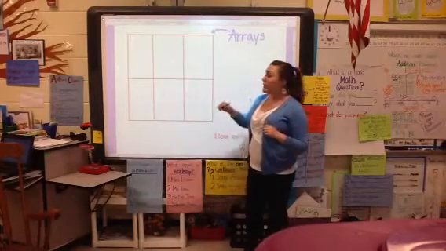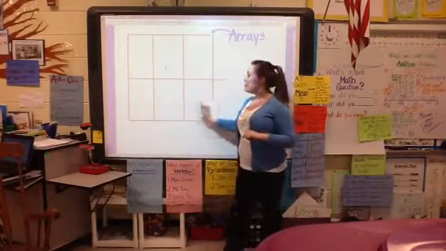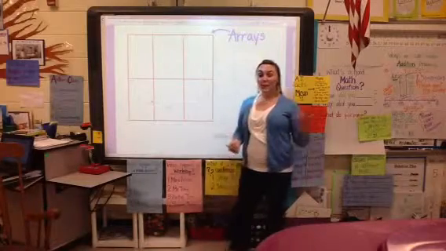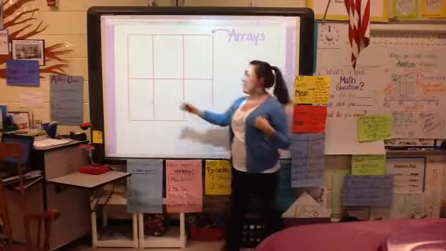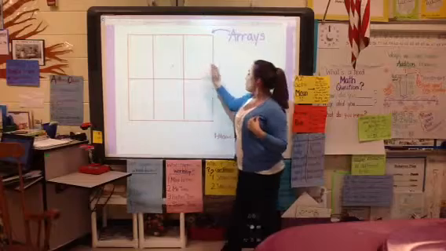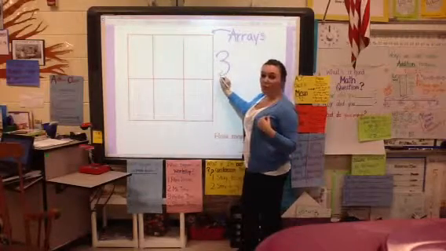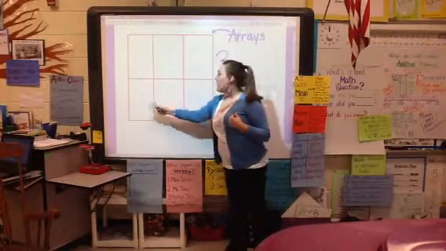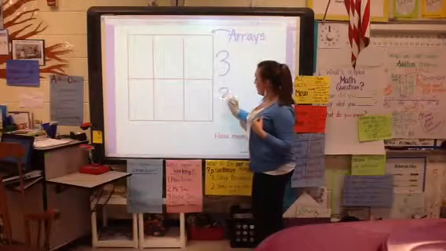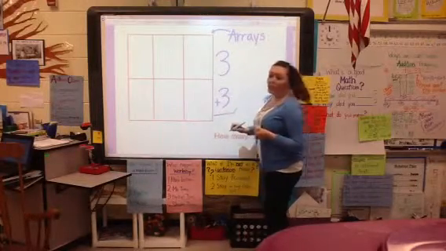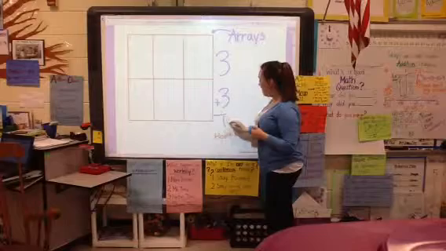Very good. So this one has one row, two rows. So I can count it by adding up the squares in each row. So I have 1, 2, 3. So I have 3 in this row. And I have 1, 2, 3 in this row. So 3 plus 3 is 6, right?